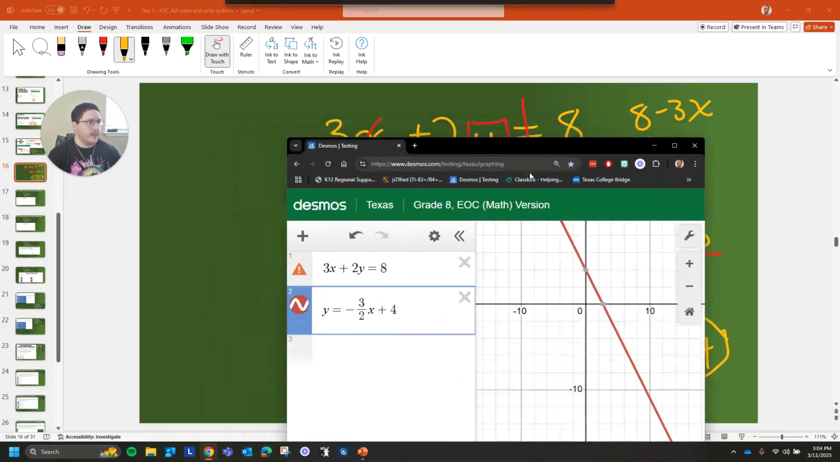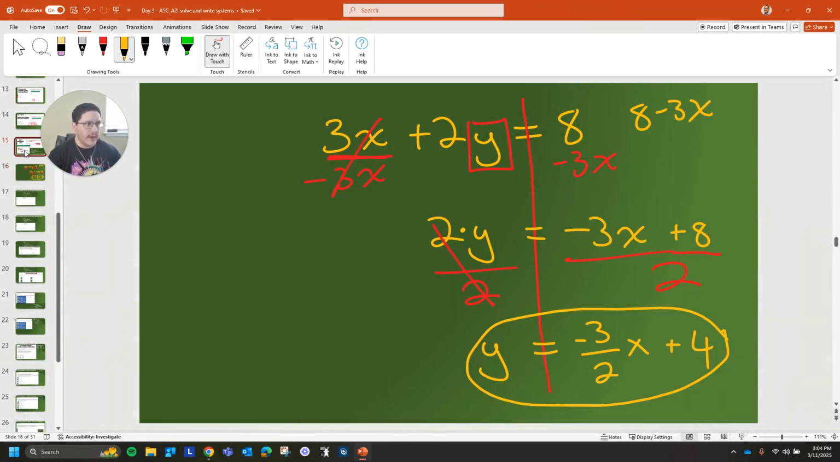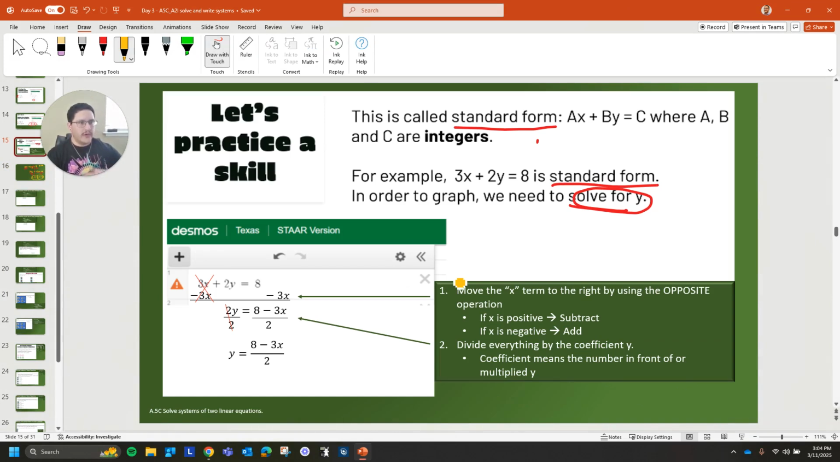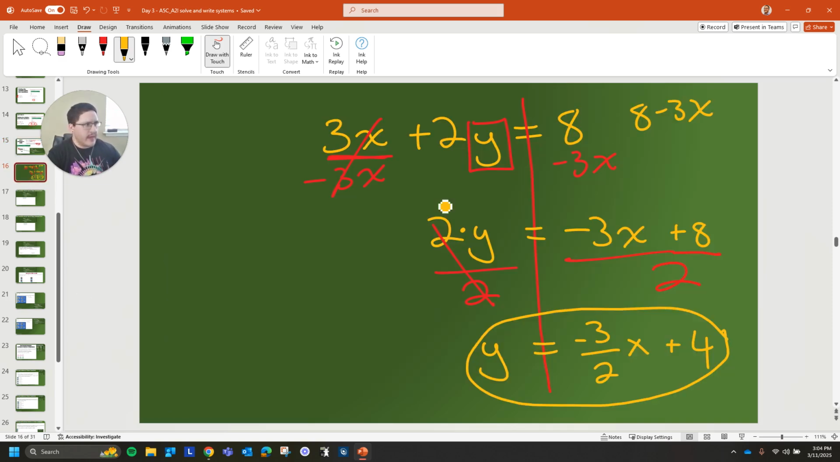And that's it for this standard form right here. So that's the main thing that I wanted y'all to get, is that sometimes it's not already solved for y. You need to do the work, try to get y by itself, to then graph it. Now you see right here, here's another form, 8 minus 3x over 2. So that just simplifies some things here.